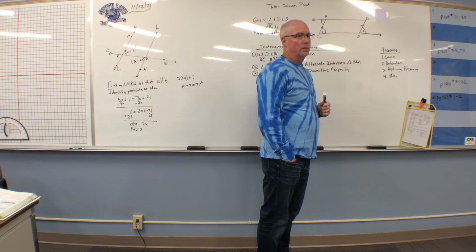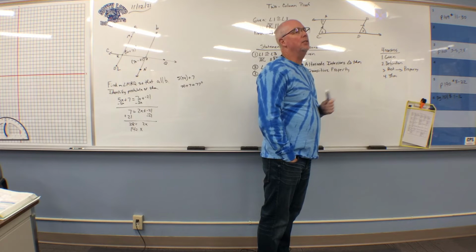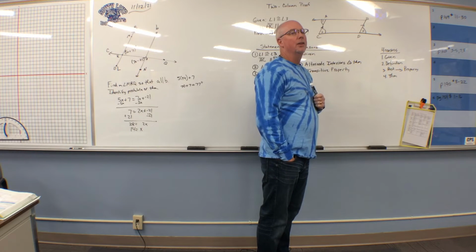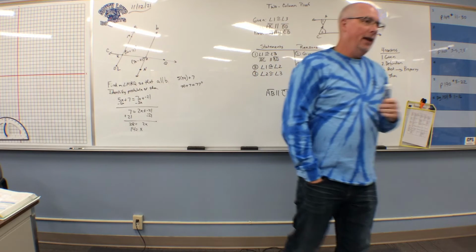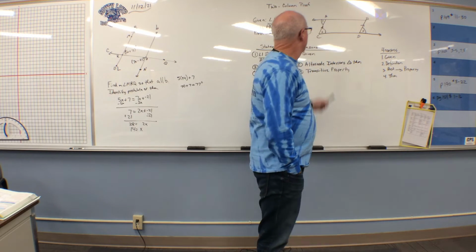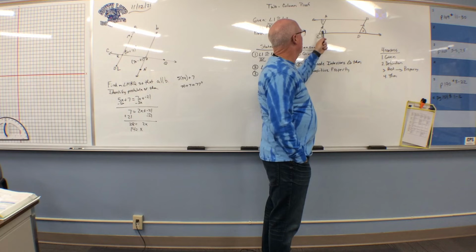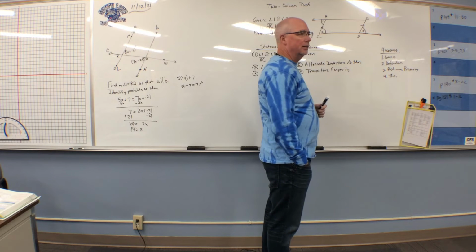Supplementary. No. Oh, they're the weird one. Sorry, the one that I always say everybody forgets: the corresponding one. And that's the first one we learned. So if corresponding angles are congruent, what can we say about the lines?